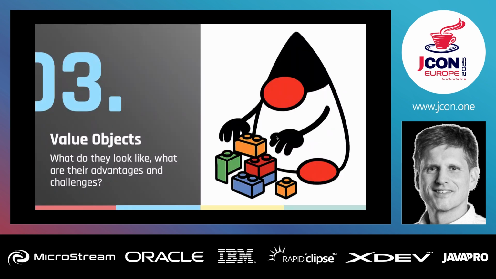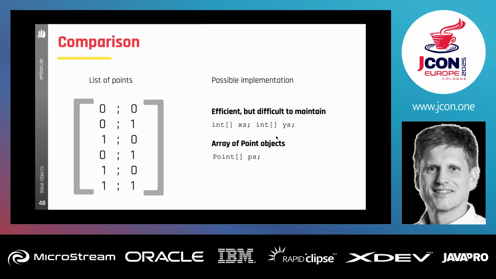So let's see what value objects are all about. I'm still in my example of this comparison, and we already saw two versions. Now let's have a look at the third version: an array of point values. Actually, the implementation of a value object, of a value class, is very simple.